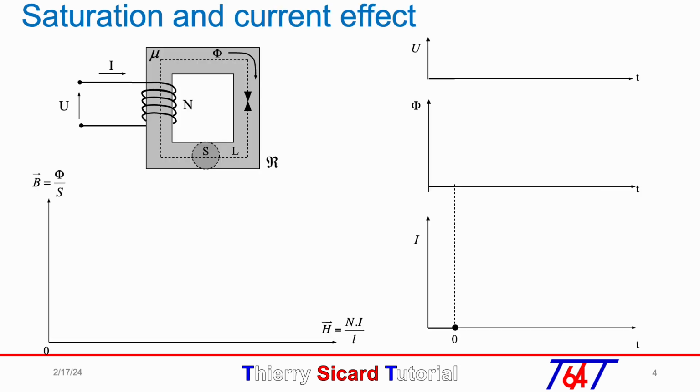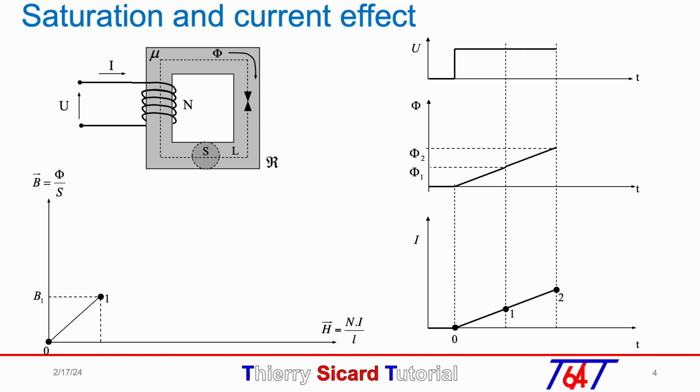When we apply a voltage on an inductor, we will force the magnetic flux in the magnetic circuit with the formula U equal d phi over dt. So when we apply a voltage at t equals 0, at the point 1, the magnetic flux reaches phi 1 linearly from 0. This will continue to the point 2 to get phi 2.